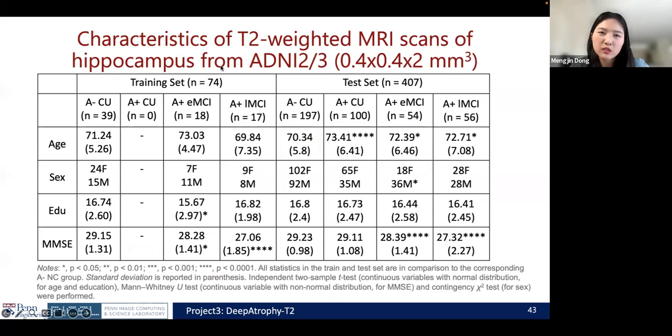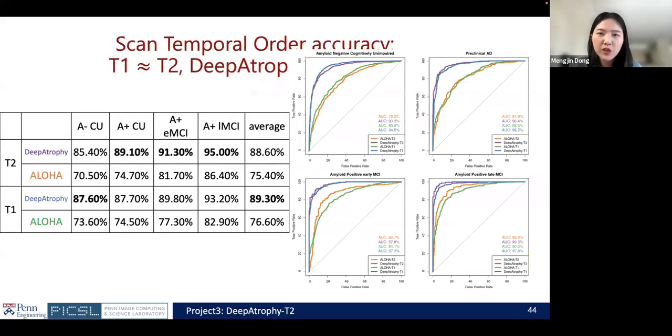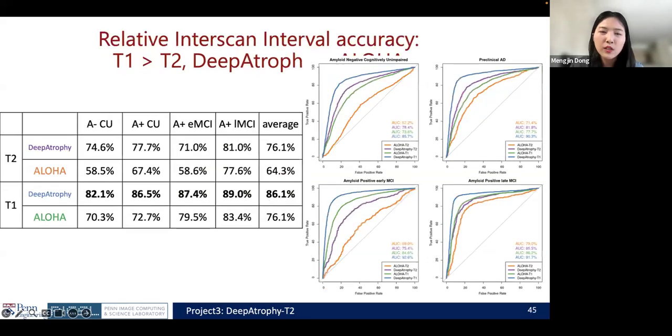So here are the characteristics of T2 weighted MRI. With this, I actually use fewer subjects for training and more subjects for testing. And we found that for STO accuracy, although DeepAtrophy is always better than Aloha, we found almost no difference between T1 and T2 weighted images. So for T2, it's 88% accuracy. For T1, it's 89%, so almost indistinguishable.